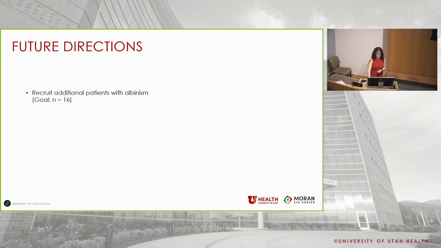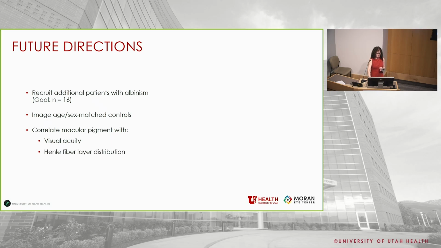So in the future, we plan to recruit more patients with albinism. Just to show differences between albinism and normal pigmentation, we don't need too many patients, but we will eventually recruit some patients who don't have albinism so that we can compare our population to age and sex-matched controls who are normally pigmented. And then eventually we'll correlate the macular pigment, as I mentioned, with visual acuity to see if there's any correlation there.